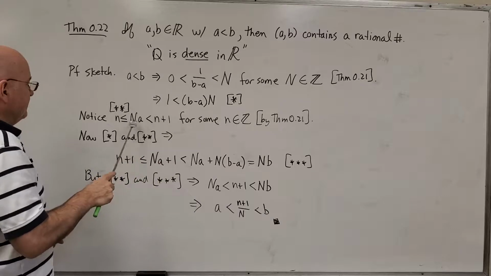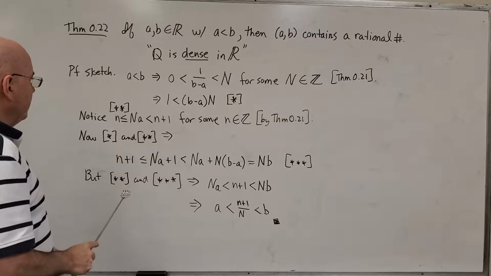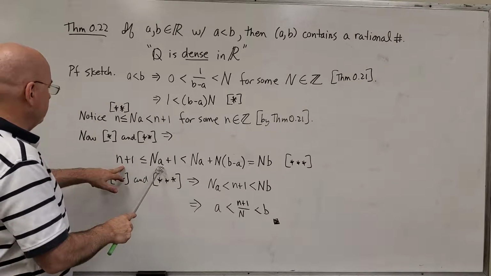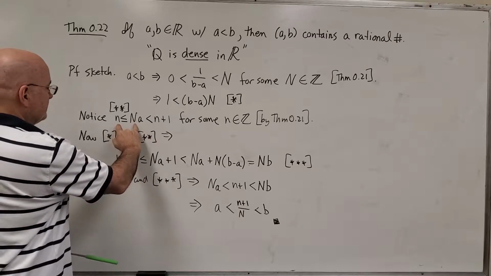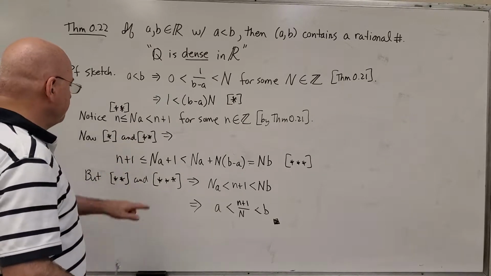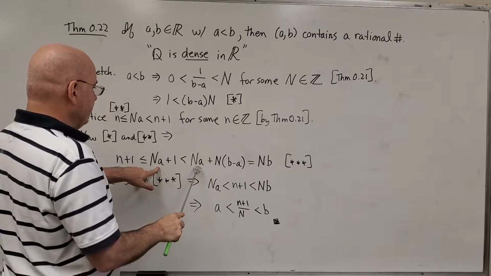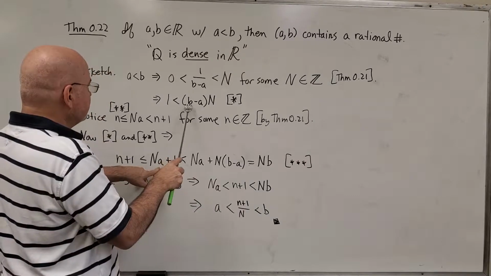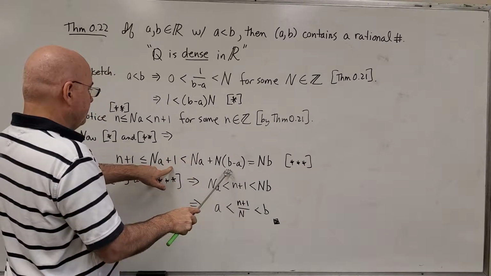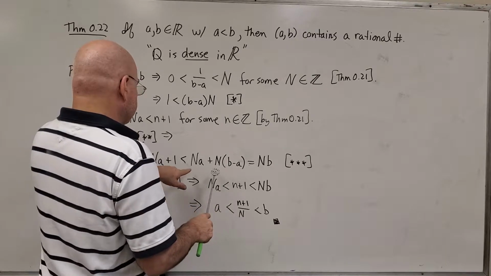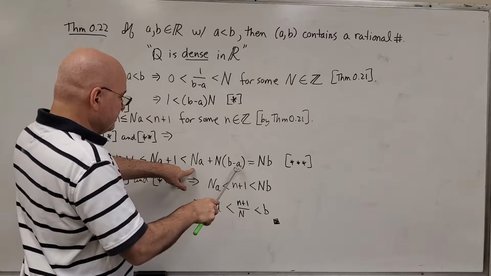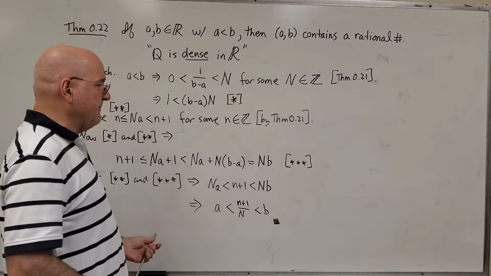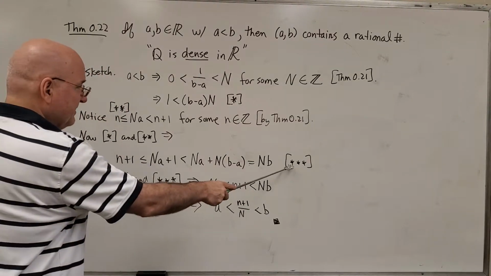Now take this and take this, and they imply that n plus 1 is less than or equal to capital Na plus 1. That comes from right here. Just add 1 to both sides. Na plus 1 is strictly less than Na plus N times b minus a because of this relationship, 1 is less than b minus a times N. And if you multiply this out, you get capital N times b minus capital N times a. That simplifies to be just capital N times b. And that I'm labeling the 3 asterisks.